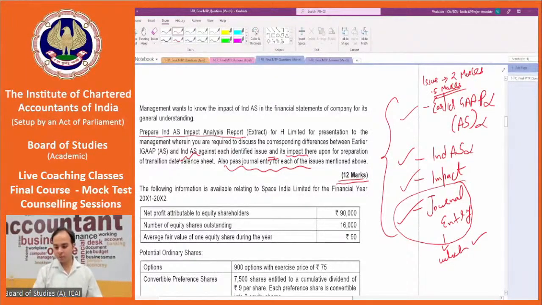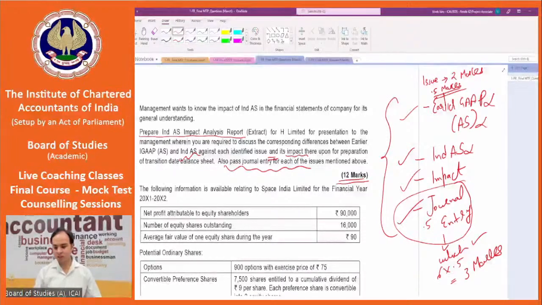So suppose you have passed only the journal entry and it carries 0.5 marks, how many marks will you get? Even if your 6 issues are correct, 6 into 0.5, you will get 3 marks, and the question is of 12 marks. And sometimes the students complain that we have not been able to get the required marks, because you have not presented the question as per the requirements.